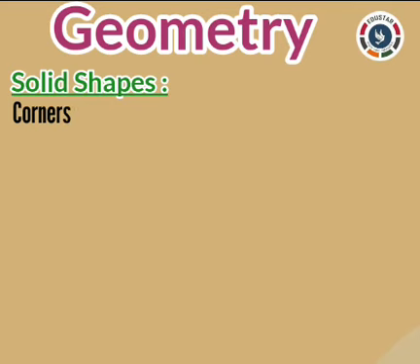Next, let us know about the corners. A corner is where three edges meet. The corner is also called a vertex. In solid shapes, a cube and a cuboid have corners. A cone also has a corner. A sphere and a cylinder do not have corners.